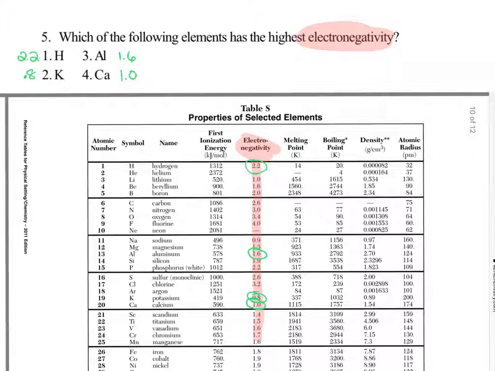Now we'll go back to the question. It is asking me for the highest electronegativity. Well, the highest electronegativity that we have here is hydrogen at 2.2, so there's my answer.